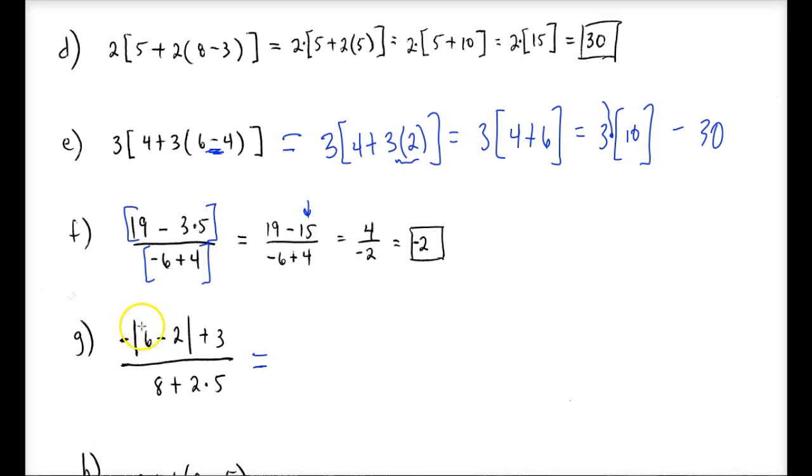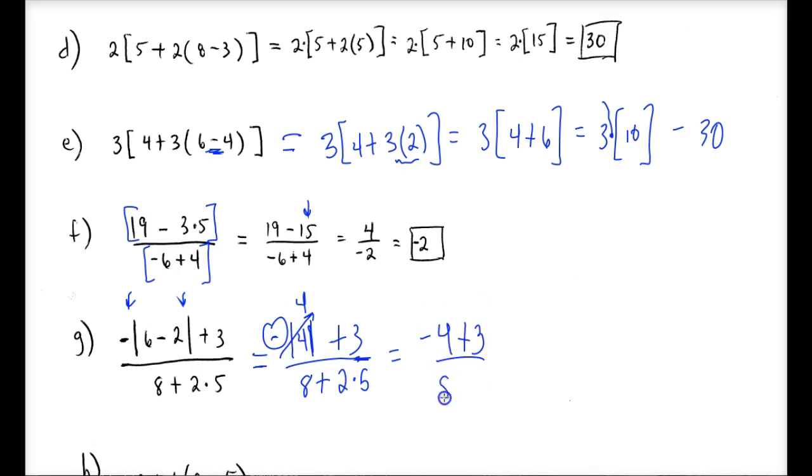In example G, notice that we have these bars here, and this means absolute value. So here we are saying a negative sign and then absolute value of 4 plus 3 all over 8 plus 2 times 5. Okay, and then the absolute value of 4 is just 4 itself. So all of this just ends up being 4. And so since we have that negative there, that means negative 4 plus 3. And then we write down everything else.